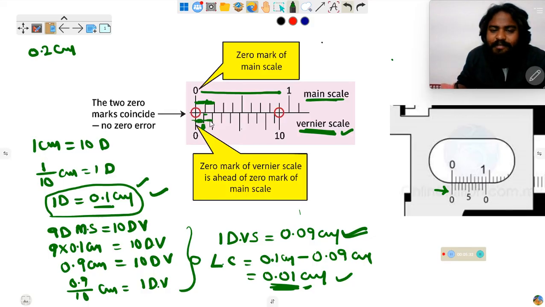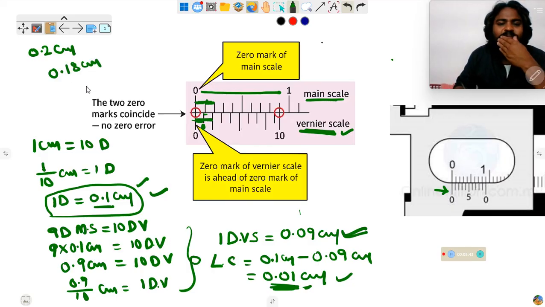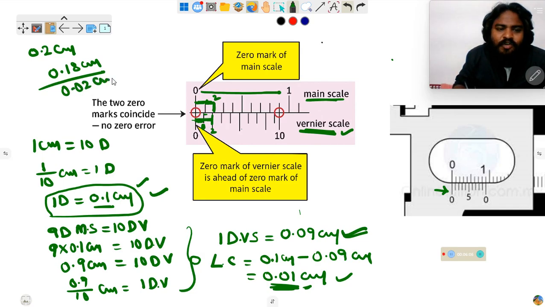I mean 0.09 plus 0. Now here the total distance is, I can tell that 0.18 centimeter. Clear? Now while the Vernier scale is moving forward, if this line of the main scale is coinciding with the second line of the Vernier scale, that means the Vernier scale has moved forward, so you do subtraction, it will be like 0.02 centimeter.